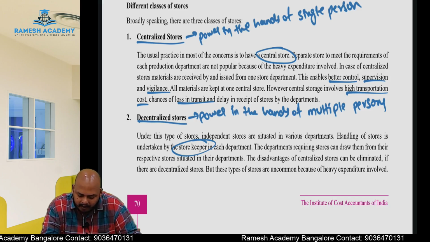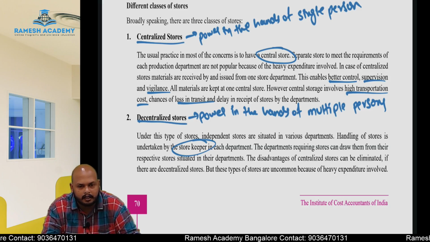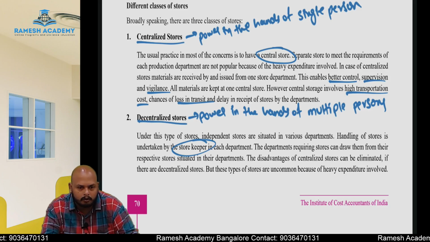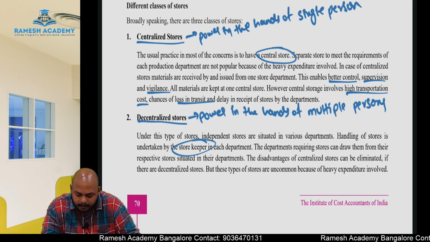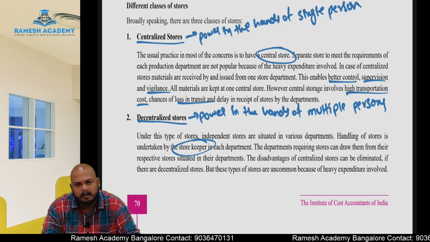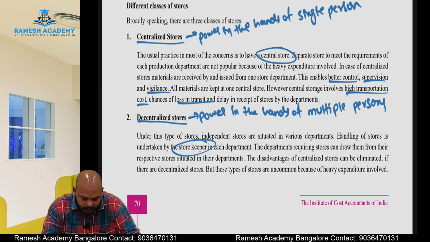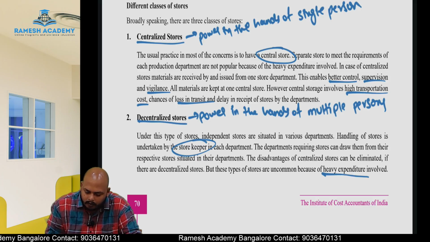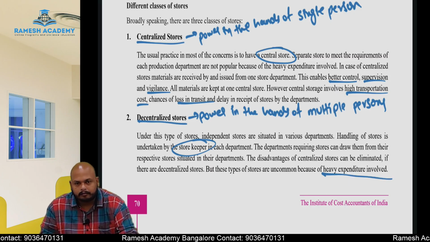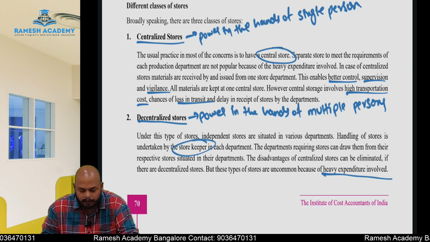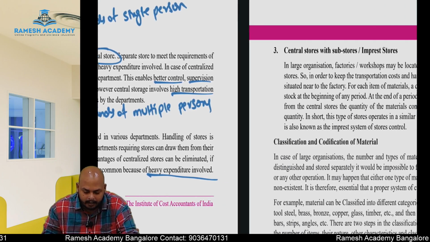The departments requiring stores can draw from their respective stores situated in the departments. Whenever they require raw material, they can withdraw it. They need not go to the central location. They can withdraw from the store in their department itself. The disadvantages of centralized stores can be eliminated. Where it is a disadvantage in centralized, it becomes an advantage in decentralized. But these types of stores are uncommon because heavy expenditure is involved. To establish and maintain decentralized stores involves heavy expenditure. That is one of the disadvantages.